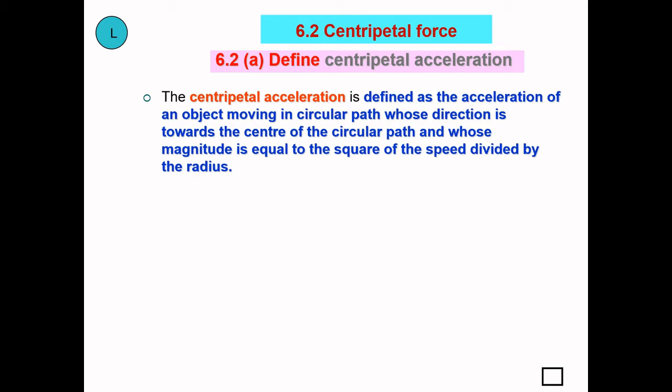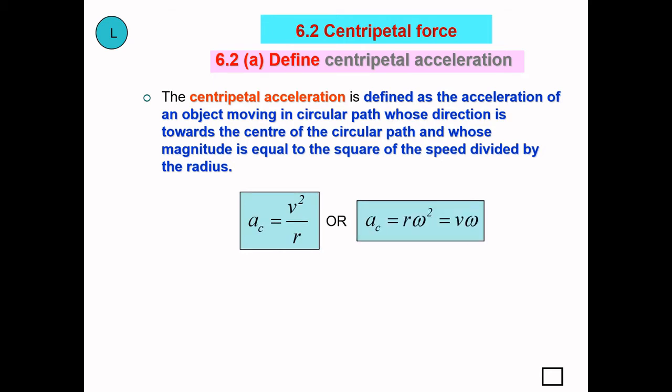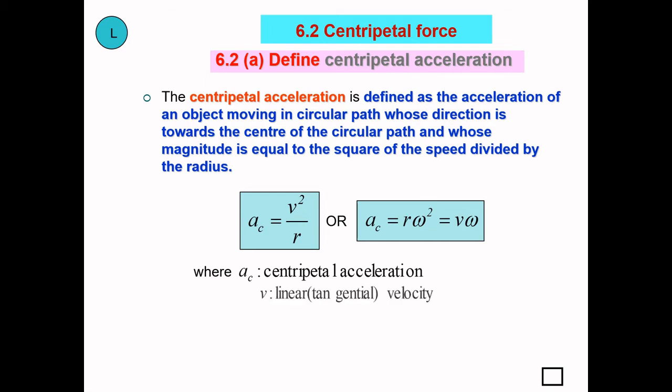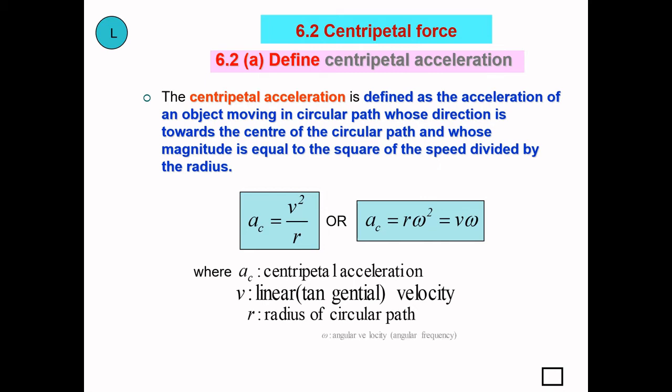If you want to calculate the value of centripetal acceleration, we can use the formula a_c = v²/r, or a_c = rω², and v = rω. So, what is a_c, class? a_c is the centripetal acceleration, v is the linear velocity, r is the radius of the circular path, and ω is the angular velocity.